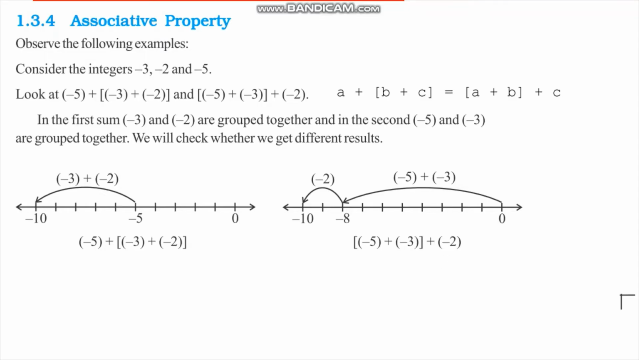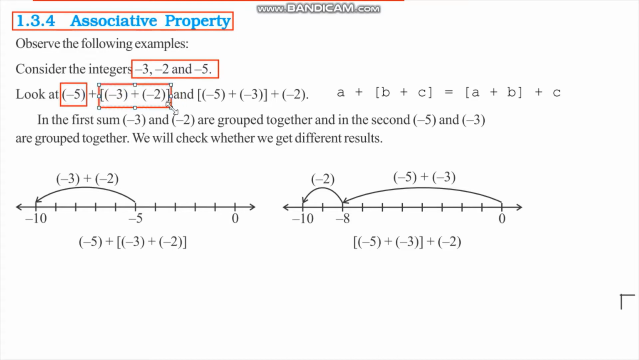Hello students, in this video we are going to be starting with associative property. Observe the following examples. Consider the integers -3, -2 and -5. Look at -5 plus (-3 plus -2) and (-5 plus -3) plus -2. So the difference between these two is the grouping of integers.